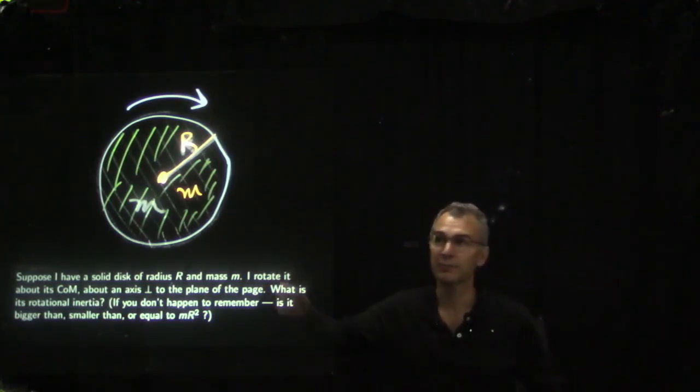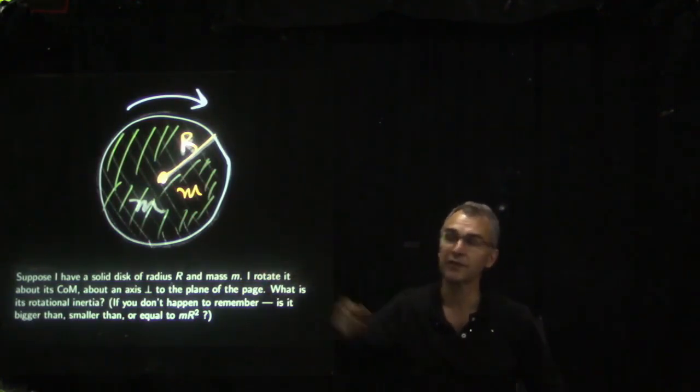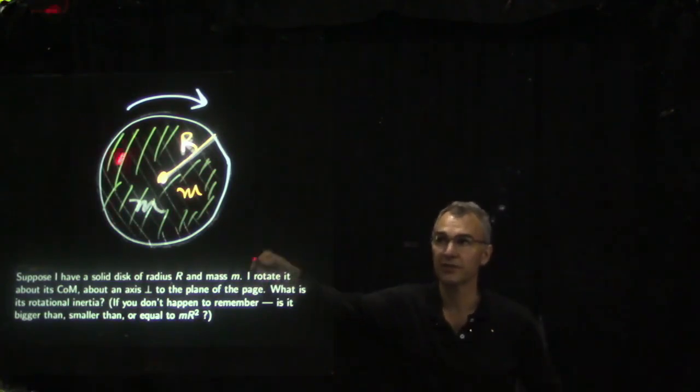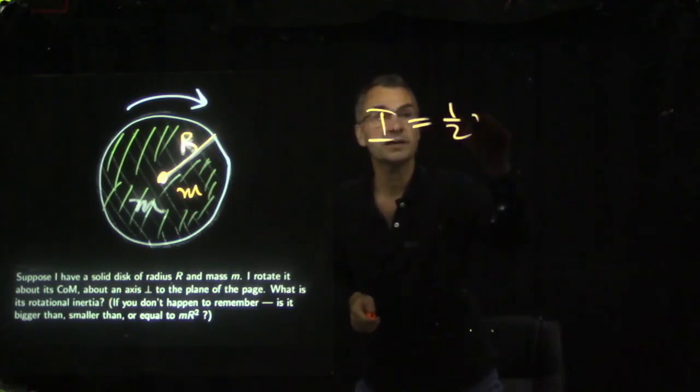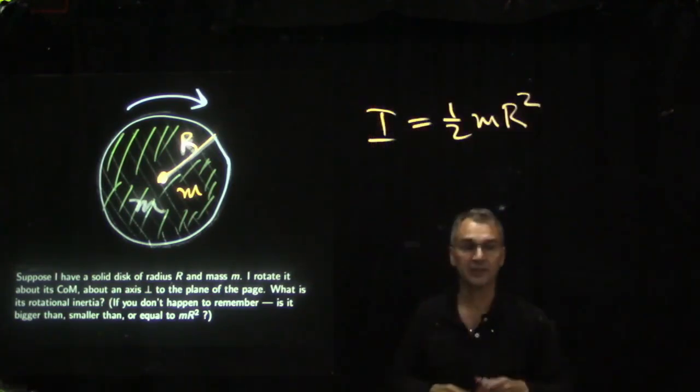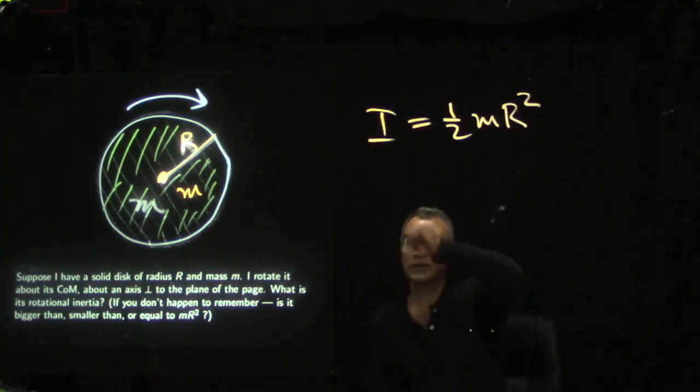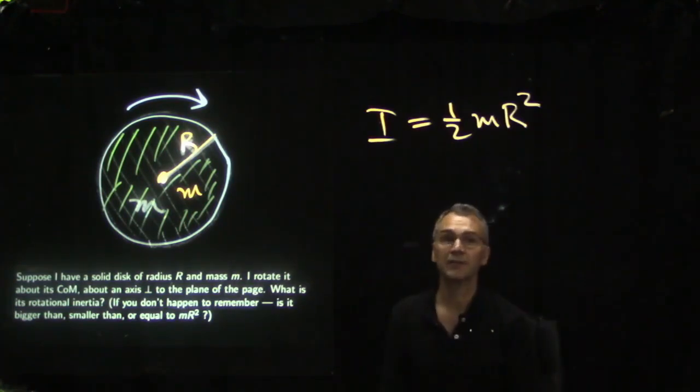So it's kind of useful to bear in mind that it should be proportional to mr squared, and it should be smaller than mr squared because it's not all at radius r, some of it is at a smaller radius, and then we can look up exactly how much. It turns out in this case I equals 1/2 mr squared for a solid disk about its center through an axis perpendicular to the disk, but that's something you would look up in a table.